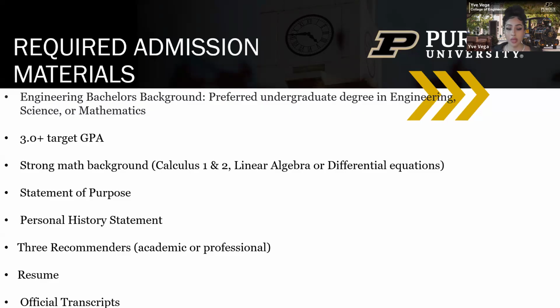We do ask that you come in with Calculus 1, Calculus 2, and either linear algebra or differential equations. We do not offer conditional admissions, so you would not be able to take that in conjunction with the program. These are math courses that you would need to have completed at the time of application. I do recommend taking those classes through a junior college or a community college that is regionally accredited.